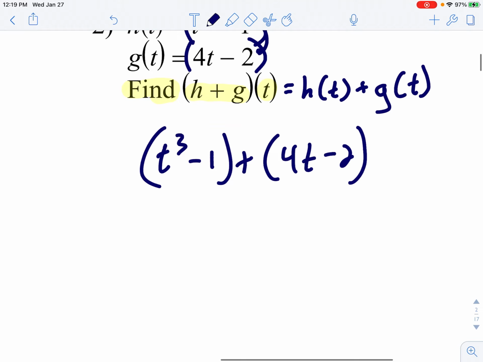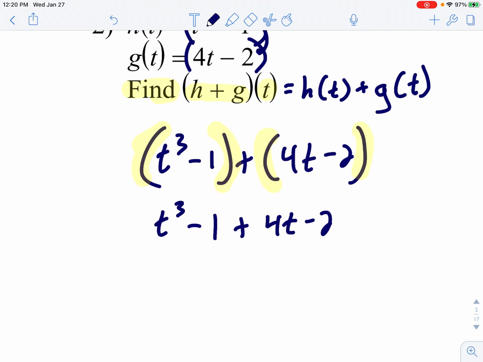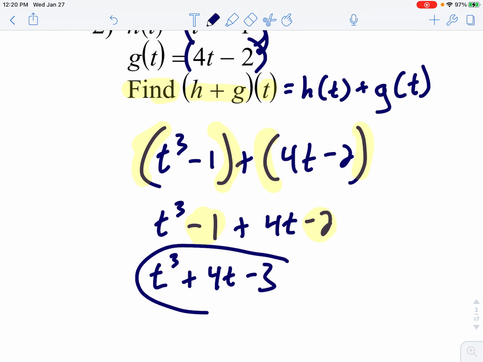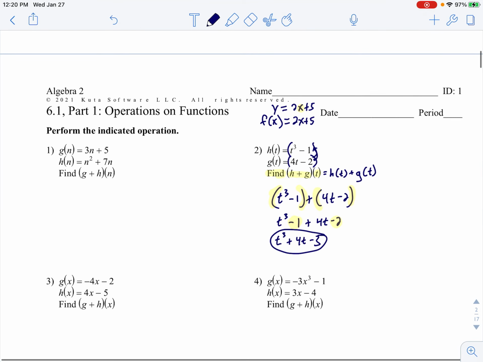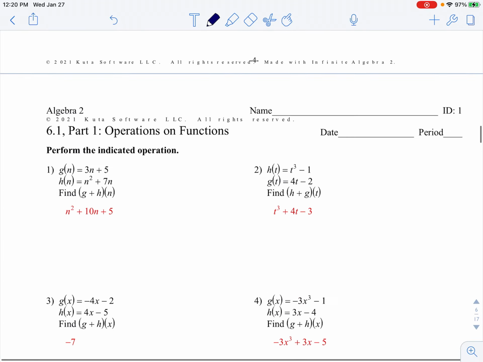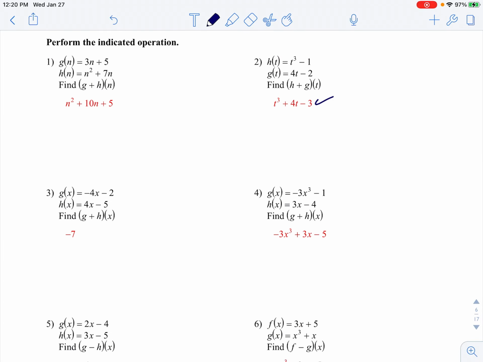When you add, all you have to do is look for like terms. So we get t cubed minus 1. In fact, in this step, technically these parentheses don't even really matter with addition. So it's t cubed minus 1 plus 4t minus 2. Like terms are essentially just the minus 1 and the minus 2. So t cubed is not going to change, plus 4t is not going to change, and minus 1 minus 2 is minus 3. And there it is. We've just added those two functions together. Let me scroll down and check number 2 to make sure. And there it is right there, exactly right.